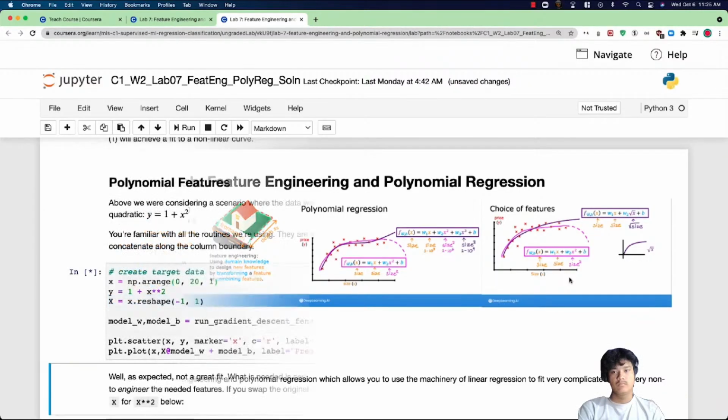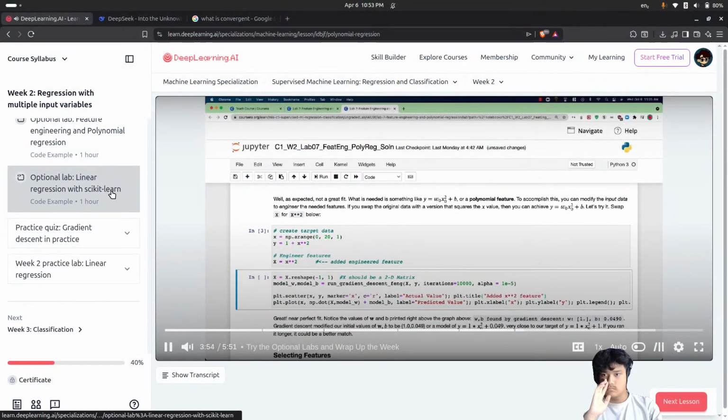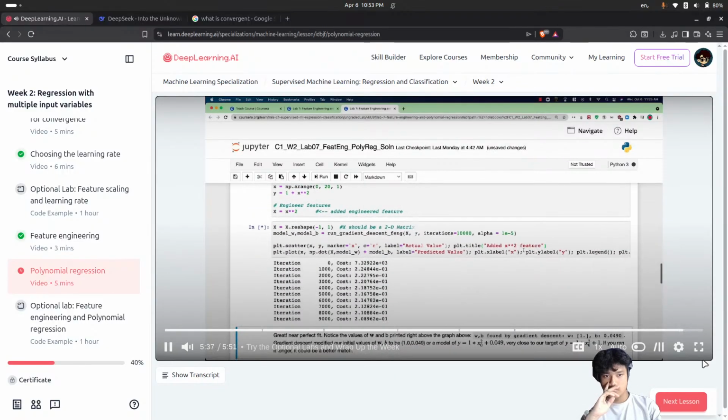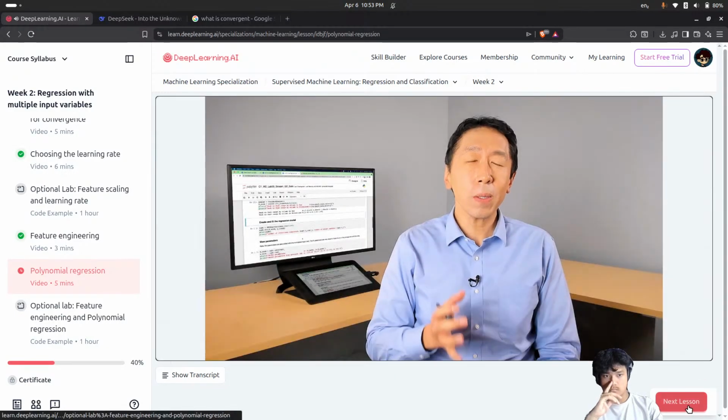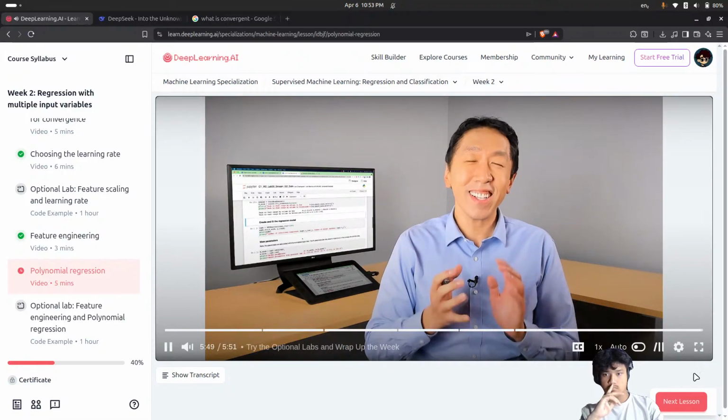In the optional lab that follows this video, you will see some code that implements polynomial regression using features like these. And I also look forward to seeing you in next week's videos, where we'll go beyond this. I'll see you next week.